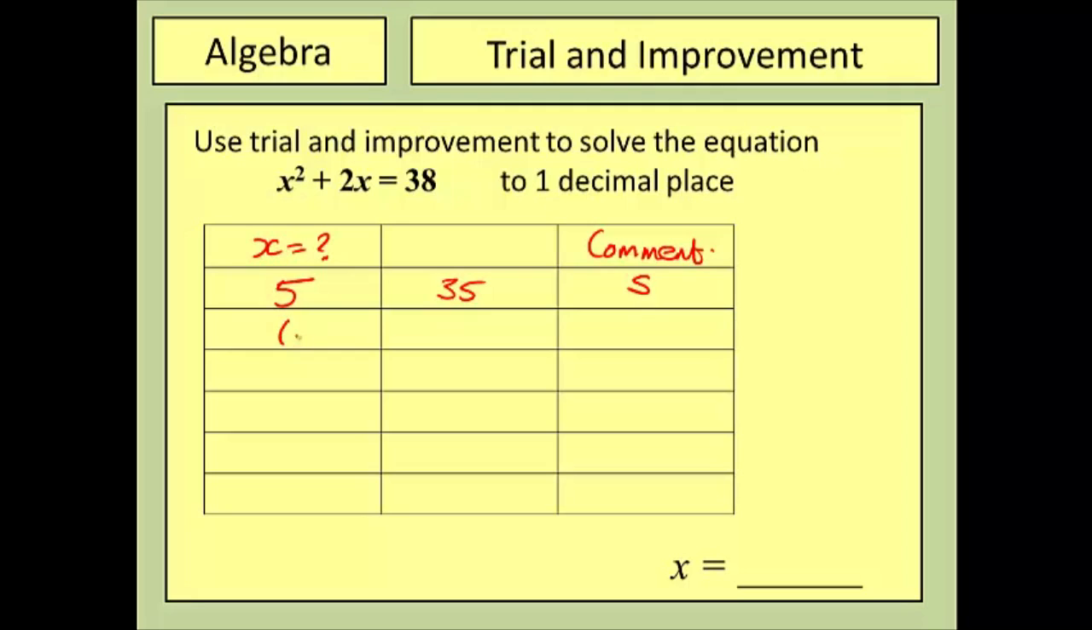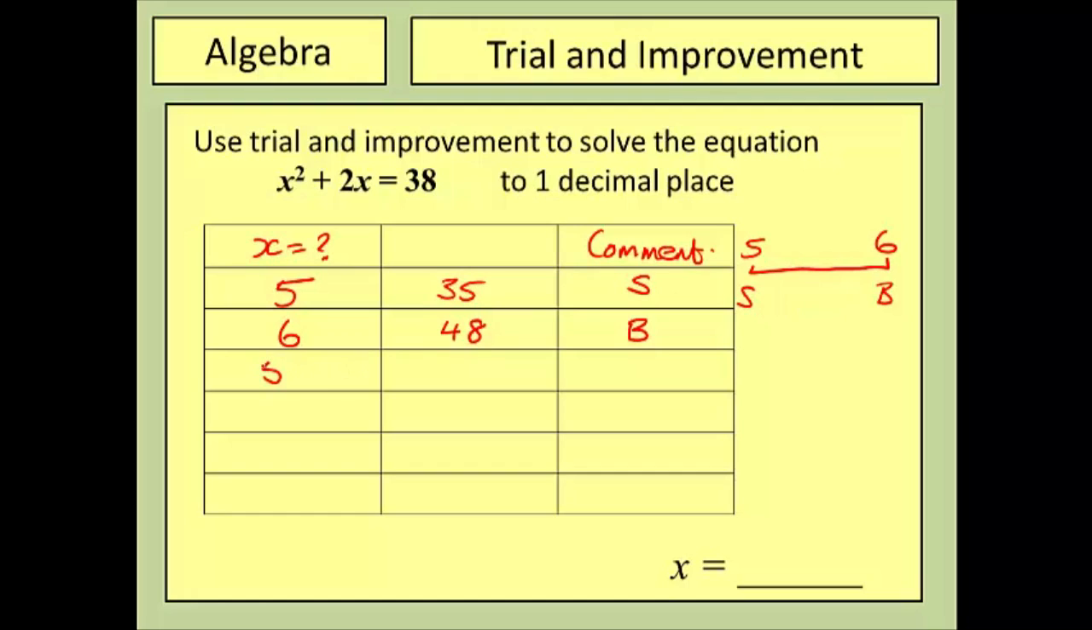My next guess is going to be 6. And when I do 6 squared plus 2 lots of 6, I get 48. And my comment there is that it's too big. What I've actually done now is I've trapped the answer somewhere between 5 and 6. 5 was too small and 6 was too big. So the answer is somewhere in this region. So I'm going to start looking at decimal point values.